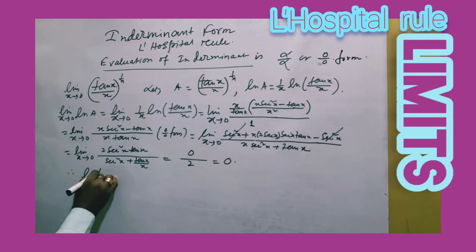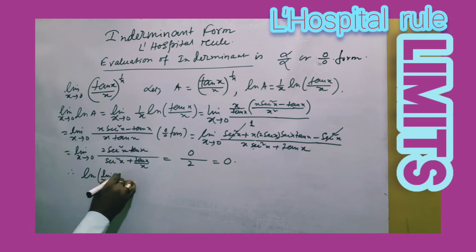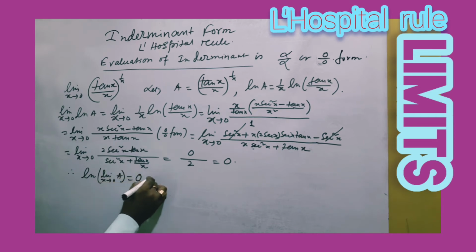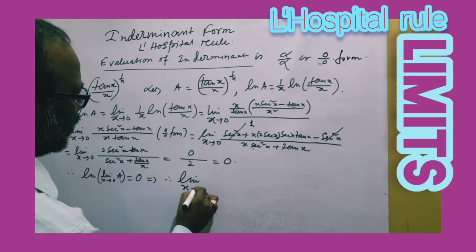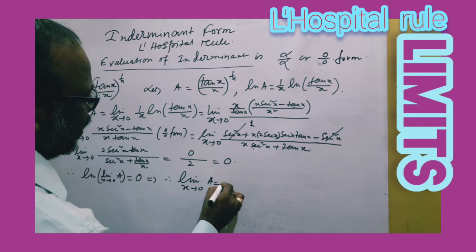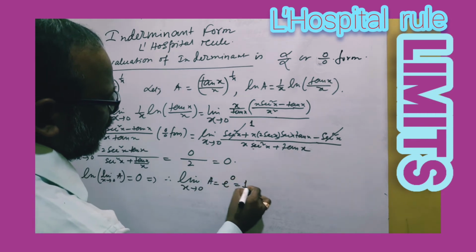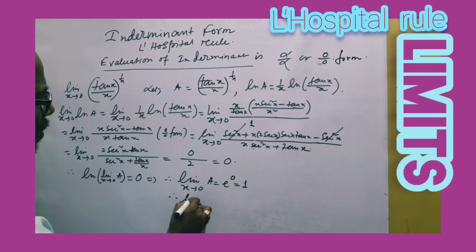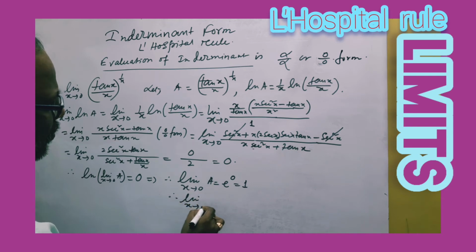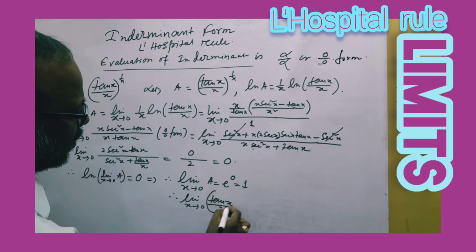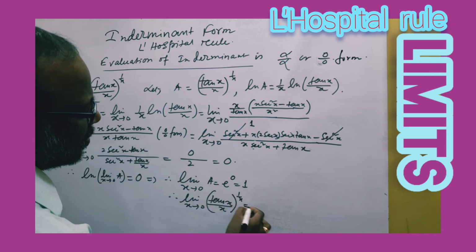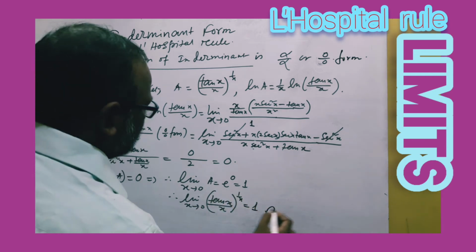Therefore ln limit x tends to 0 A is equal to 0. Taking anti-log, limit x tends to 0, A is equal to e to the power 0, and that is equal to 1. Therefore, limit x tends to 0 of (tan x by x) to the power 1 by x is equal to 1. This is your answer. Okay.